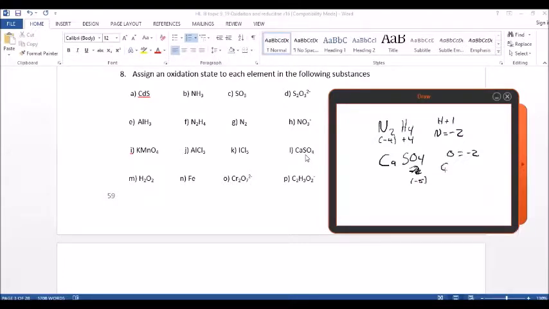What I would do is I would do calcium next, because that's a safe bet. It's in that +2 column of the periodic table. It's basically always a +2. So I've got +2, and right now my sum is -6. So therefore, to make it sum to 0, the sulfur has to be +6.